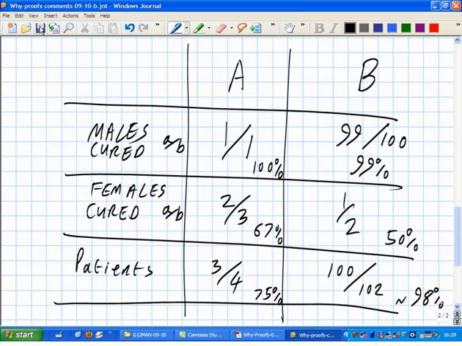So B's done better on the overall patient percentage. A did better on both the males cured and the females cured. So it just goes to show that you can always lie with statistics. But actually, I have no idea under these circumstances which hospital I'd want to go to, because either the numbers are too small for hospital A to be sure of what's going on at all, and so on.